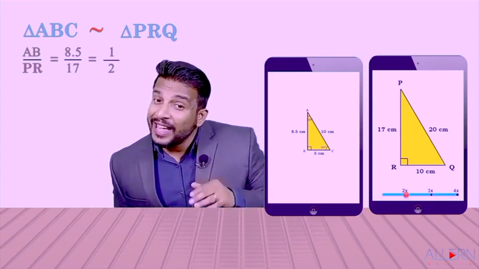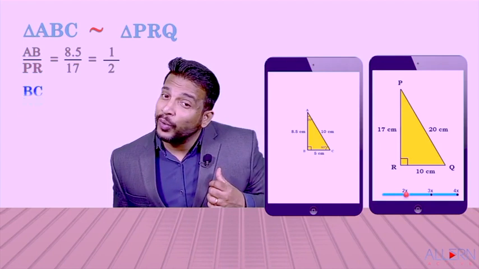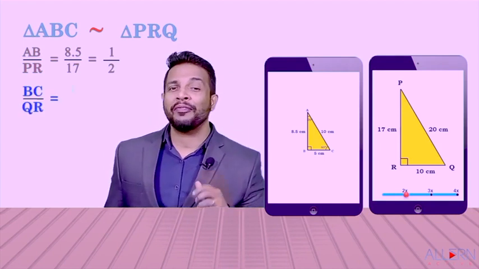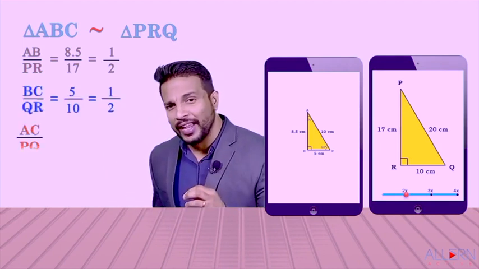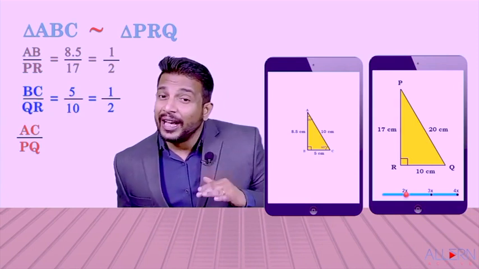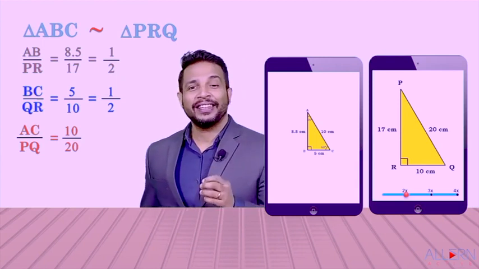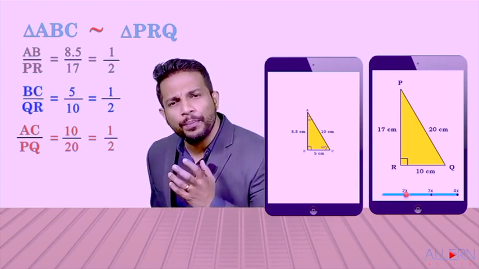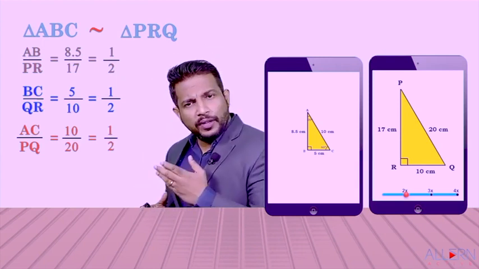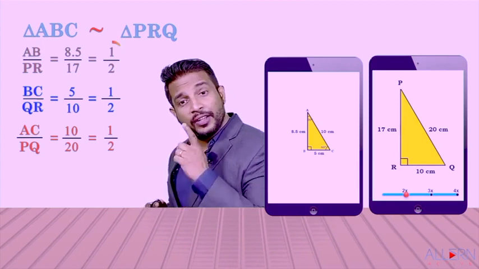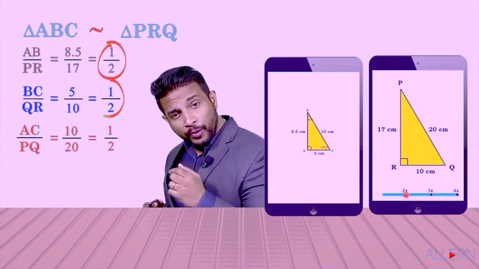Next, we take BC and its corresponding side QR. So BC upon QR is 5 upon 10, that is 1 upon 2 again. Next, we take AC upon PQ, which is 10 upon 20, and that ratio is 1 upon 2. So what do we observe about the ratios of the corresponding sides here? The ratios are 1 upon 2, 1 upon 2, 1 upon 2.